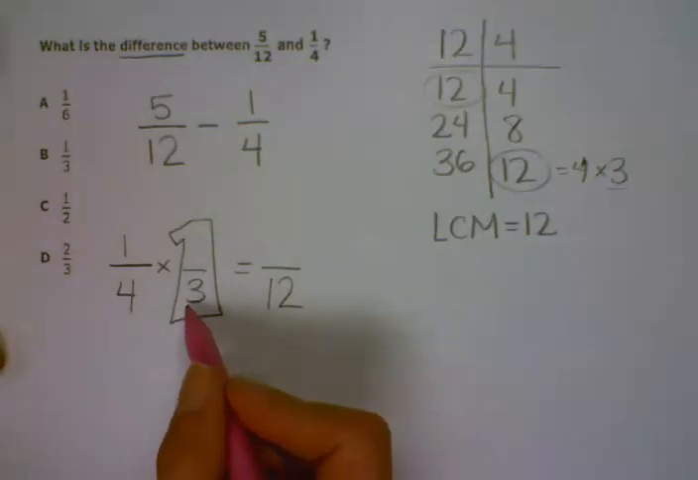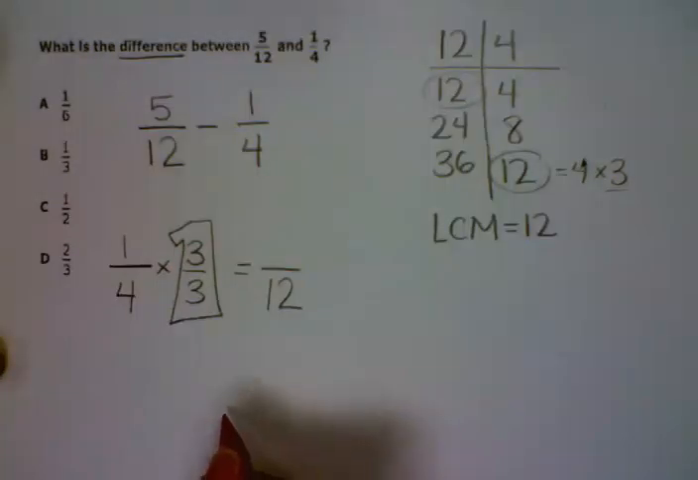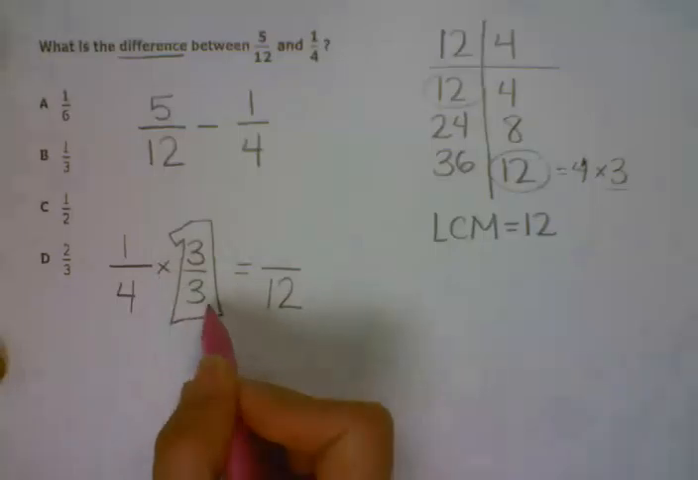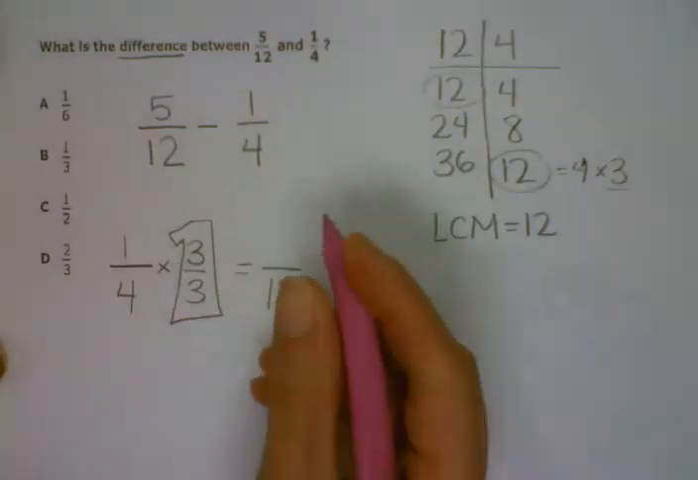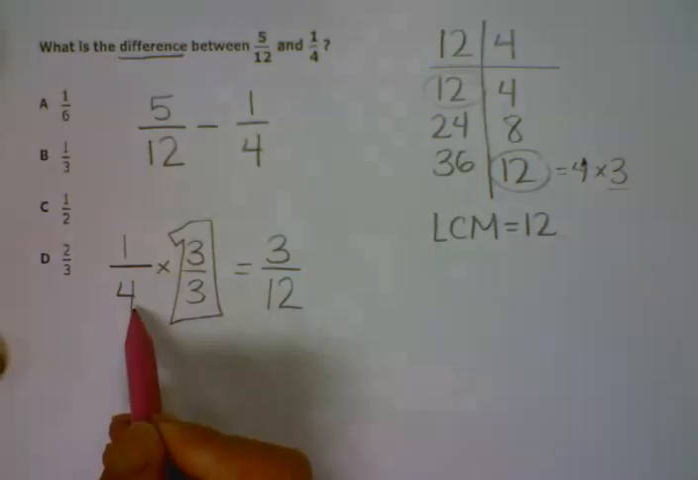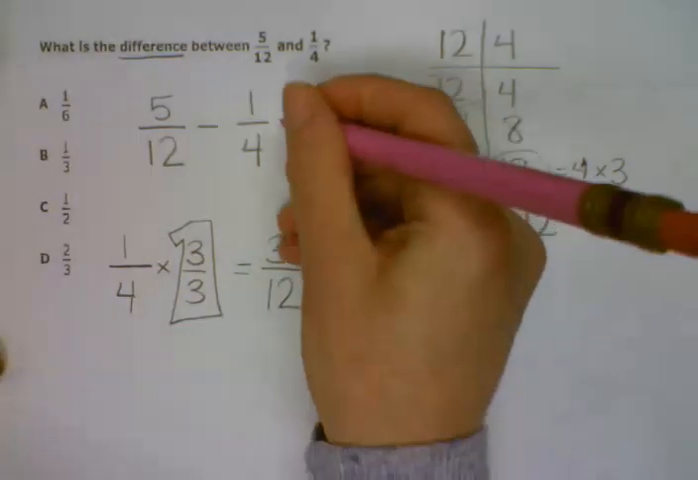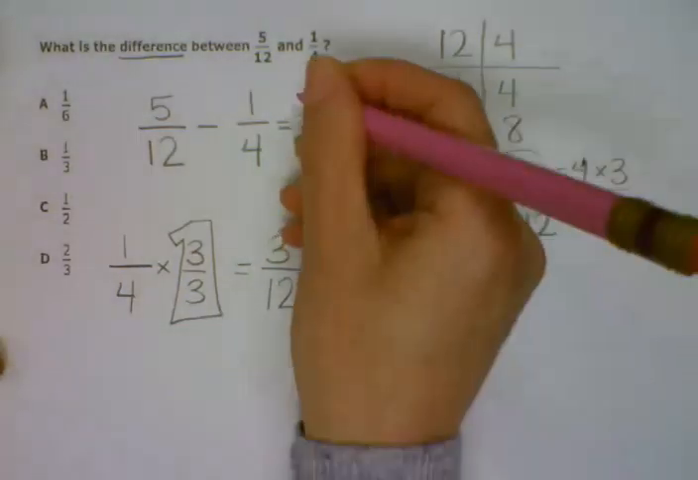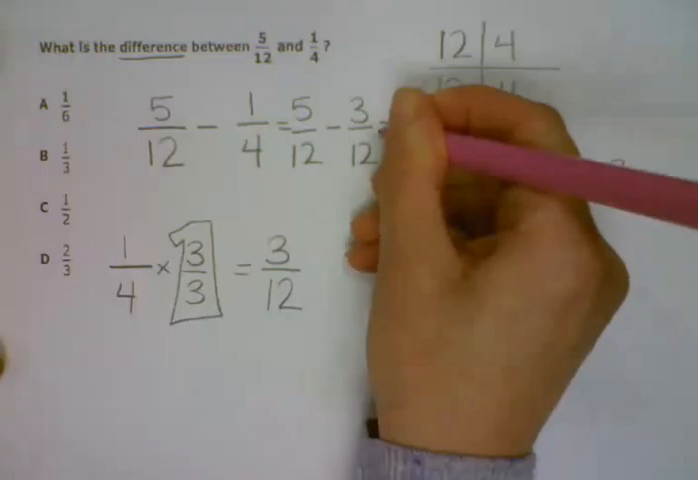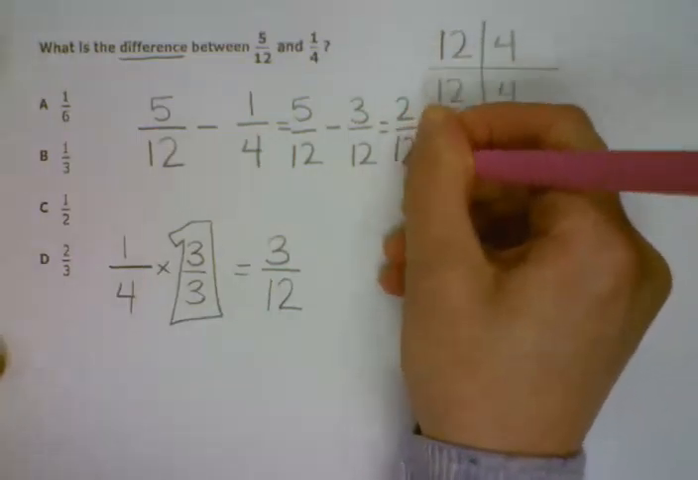Well, 1 whole in thirds equals 3/3. So 4 times 3 equals 12. 1 times 3 equals 3. That means that 1/4 is equivalent to 3/12. My equation then becomes 5/12 minus 3/12 equals 2/12.